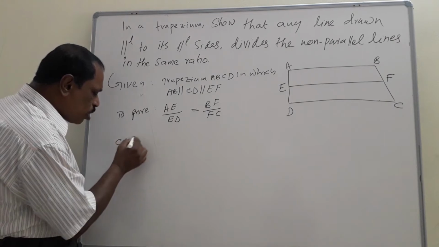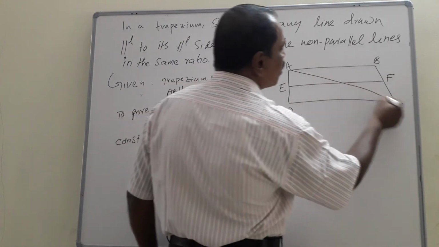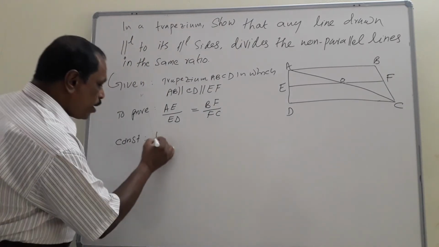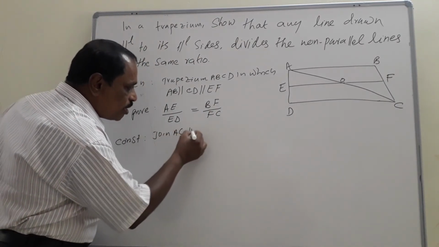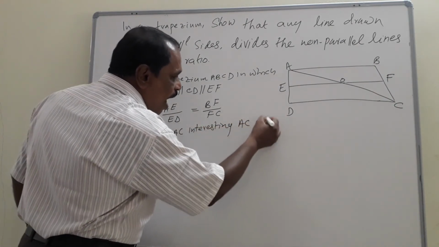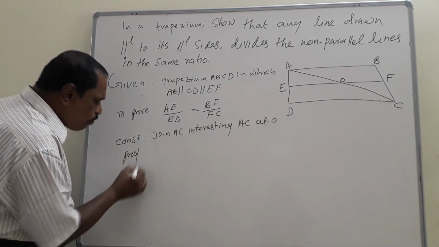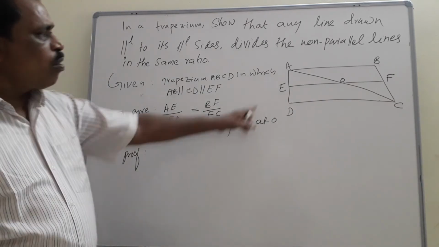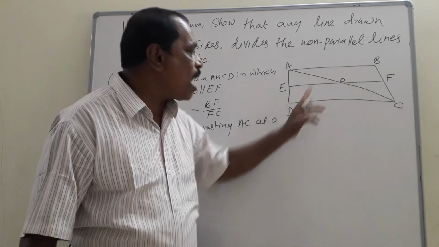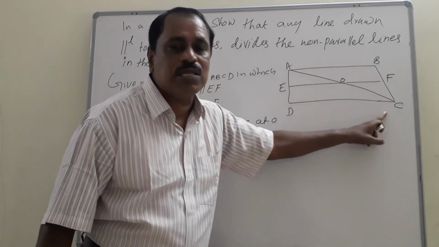Just a small construction. Join AC intersecting EF at O. Very simple. Correct? This is the construction. Then proof. Very simple proof. We know in triangle ABC, right? EO is parallel to DC because EF is parallel to DC, given.